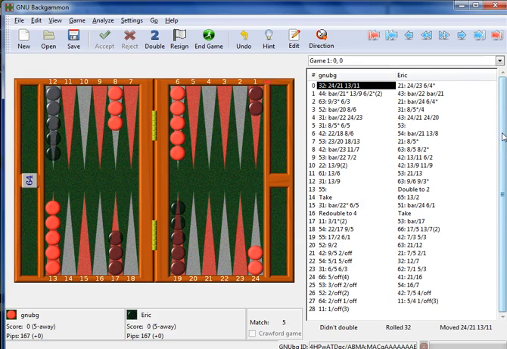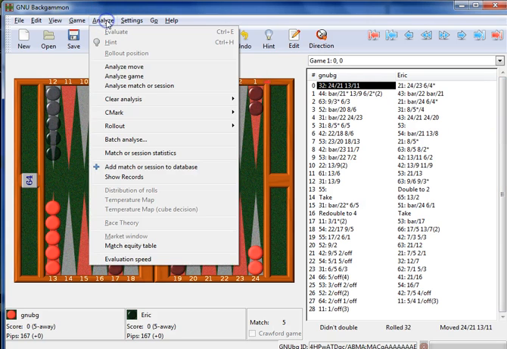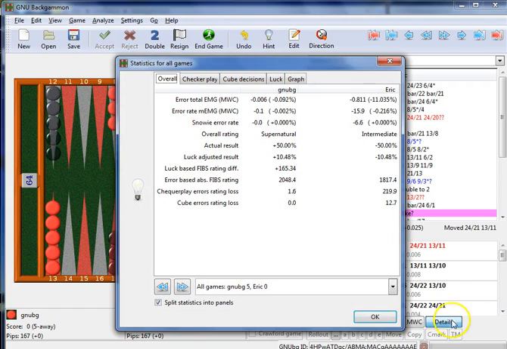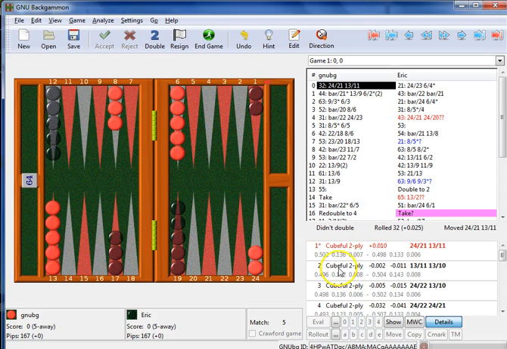After you've finished with your match, what you want to do is go to the Analyze menu and click Analyze Match or Session. I've just left this on the default settings. You can see in the lower right the progress as it analyzes every move from the match. I'll show you in a second how to change those if you want, and I'm going to come back to the statistics for the match also.